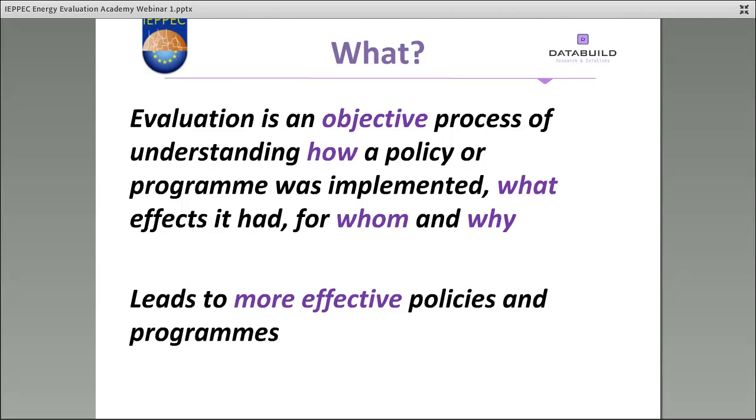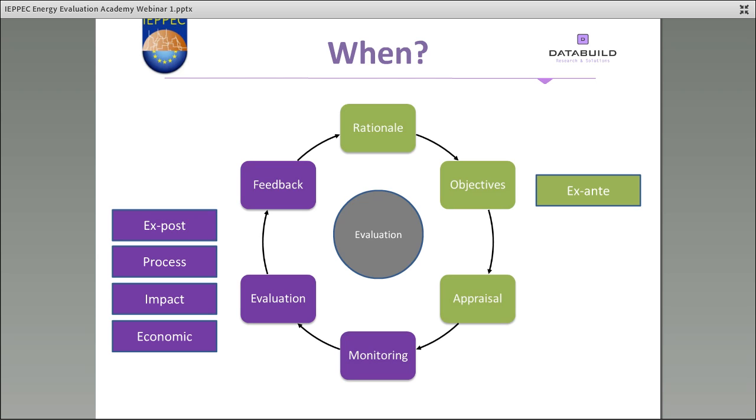An evaluation sits in the centre of the sort of policy-making cycle. So if we look at the boxes around the edge of this circle, rationale, objectives, appraisal, monitoring, evaluation and feedback, that's a classic description of policy making. You might have seen that or other ones like it. And I would certainly argue that evaluation should sit in the centre of that. It's essential to every stage.